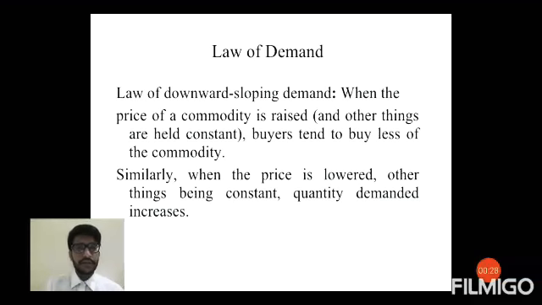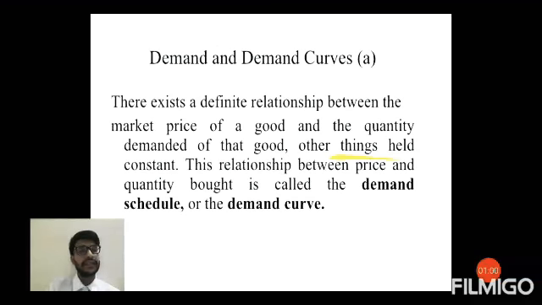Demand, the law of demand. The law of demand states that, other things equal, the quantity demanded of a good falls when the price of the good rises. When the price of a commodity rises and other things are constant, buyers tend to buy less of the commodity. Similarly, when the price is lower, other things being constant, quantity demanded increases.